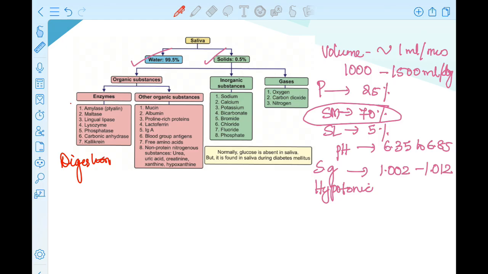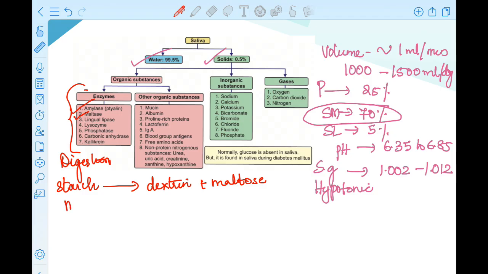Just look at the enzymes here. This will give you a proper idea of how saliva helps in digestion. Salivary amylase, that is the first enzyme given there, will convert cooked starch, the starch that is present in the food, to dextrin and maltose. So this should happen only at an optimum pH of 6. Then we have maltase. Maltase converts maltose to glucose.